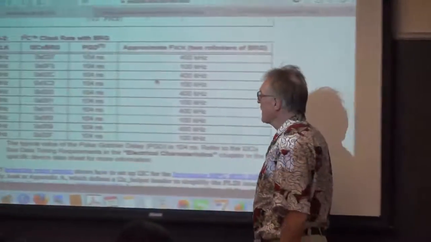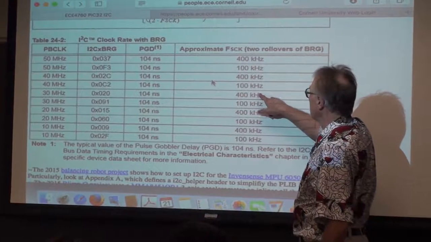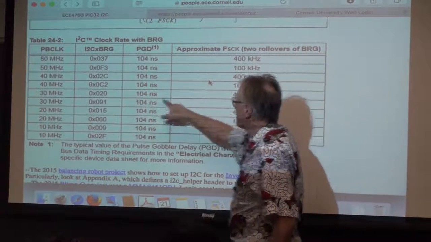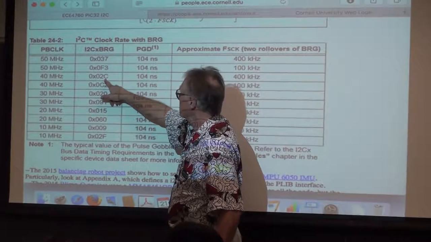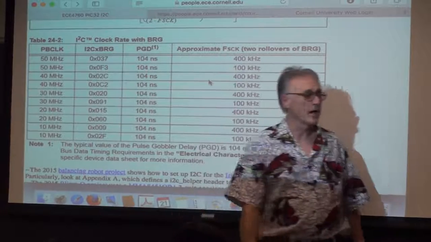But in any case, what you're probably going to do is say, I'm running at 40 megahertz. I need a 400 kilohertz bus rate. I'm going to set the baud rate generator to 2C and not bother to try and calculate it out.